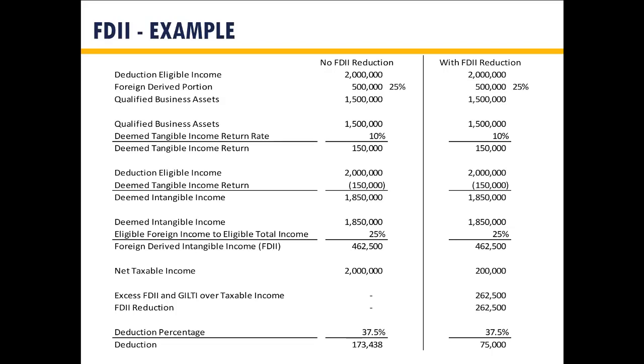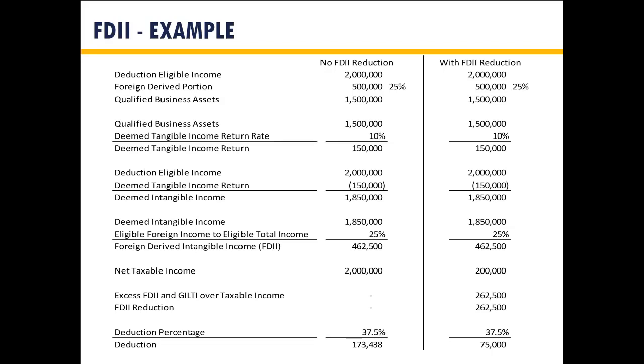We can see our qualified business assets, so that would be our net fixed assets. That would be gross minus accumulated depreciation, a nice round number for this example of 1.5 million. We can see that the deemed tangible income return is that 10% of the 1.5, so 150,000. That gives us a deemed intangible income of 2 million less the 150,000 to give us 1.85 million.